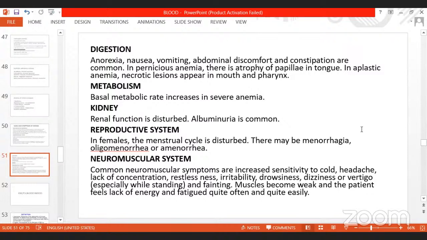And in the neuromuscular system, common symptoms are increased sensitivity to cold, headache, constant lack of concentration, restlessness, irritation, weak muscles, and fatigue. So by this, we are finishing the RBC and its related conditions like anemia. So thank you.